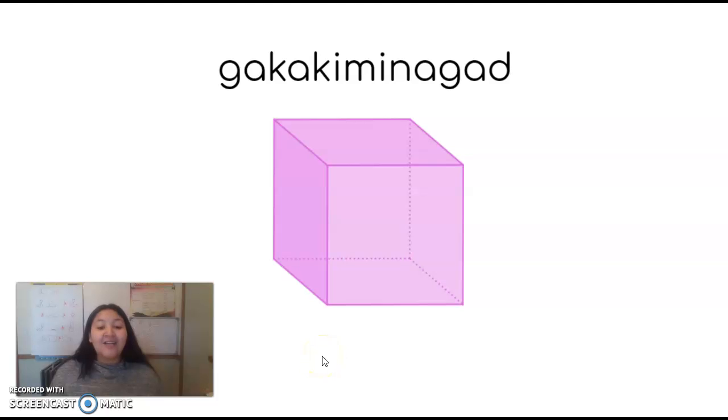Gaka keminagad. Can you see the squares that we have here? This is our cube shape. You can see the square at the bottom. There's 4 sides on this one. This is our gaka keminagad, our cube shape. This is what we use when we have dice, when we play games.